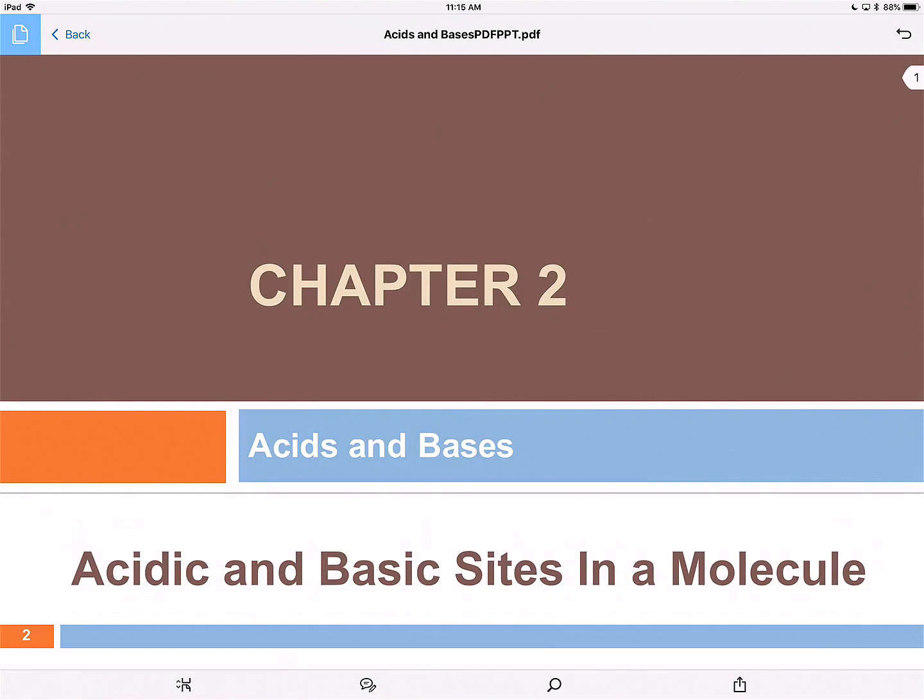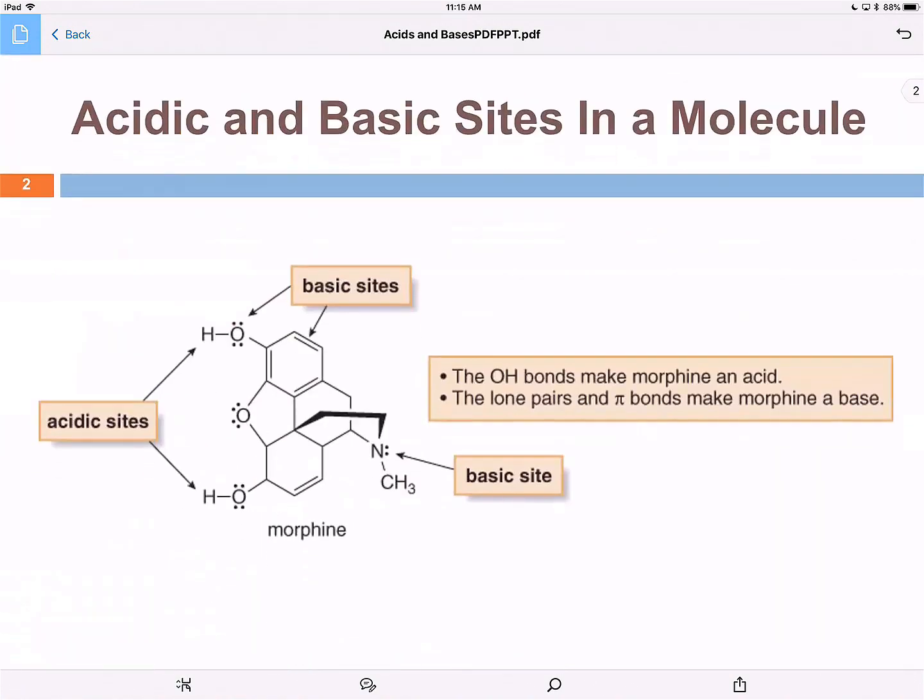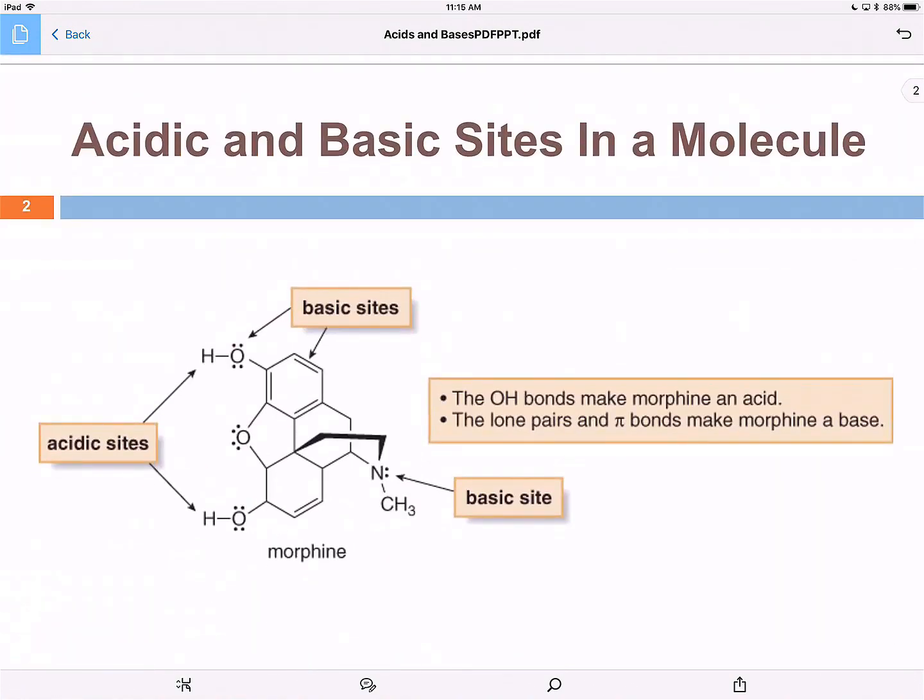Okay, so we look at acids and bases, and as I mentioned in the syllabus, I'm not going to focus on the Bronsted-Lowry. I have like one slide on it, and that's it. We'll focus heavily on our own definitions in this discipline, which are the Lewis acid and base definitions. So let's take a look at the structure of morphine.